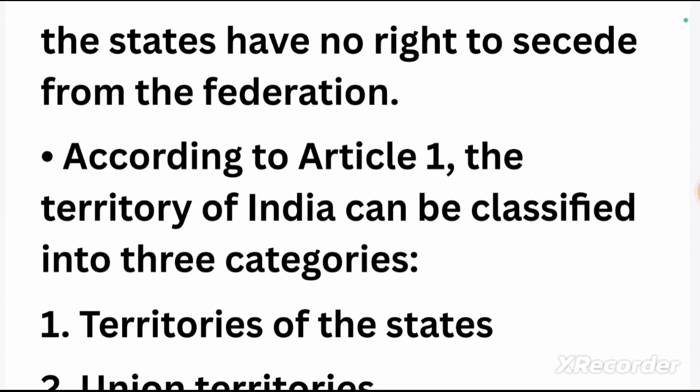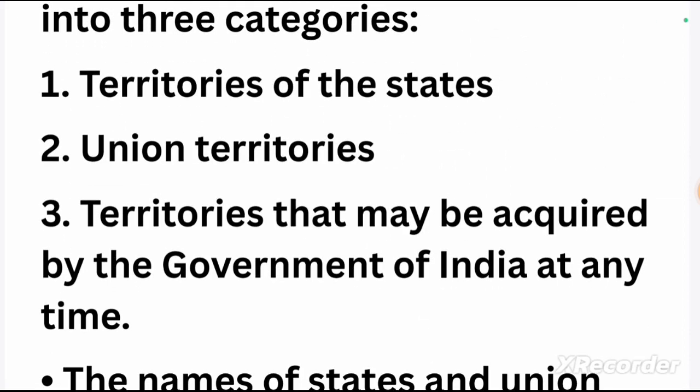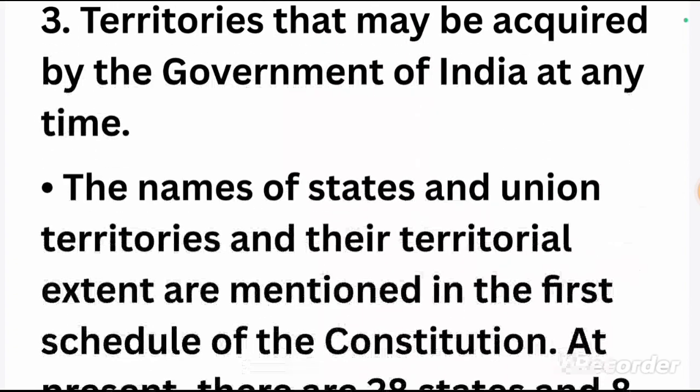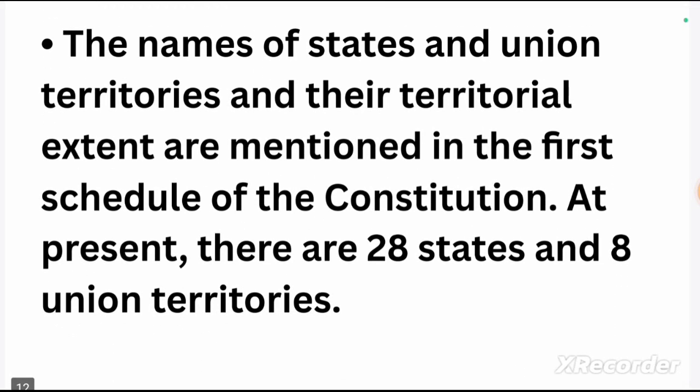According to Article 1, the territory of India can be classified into three categories: territories of the states, union territories, and territories that may be acquired by the government of India at any time. Names of the states and union territories and their territorial extent are mentioned in the first schedule of the constitution. At present, there are 28 states and 8 union territories.